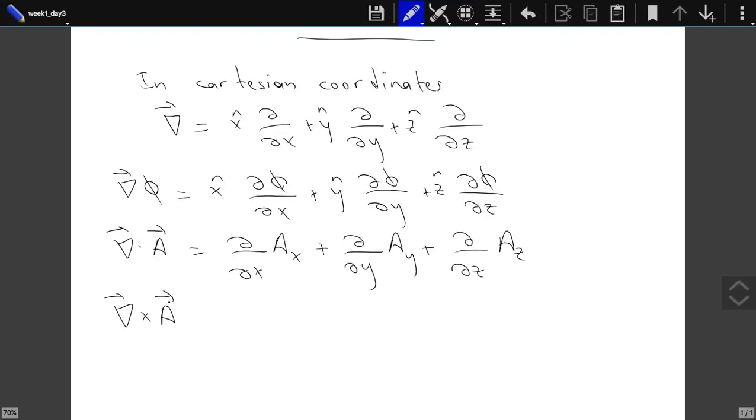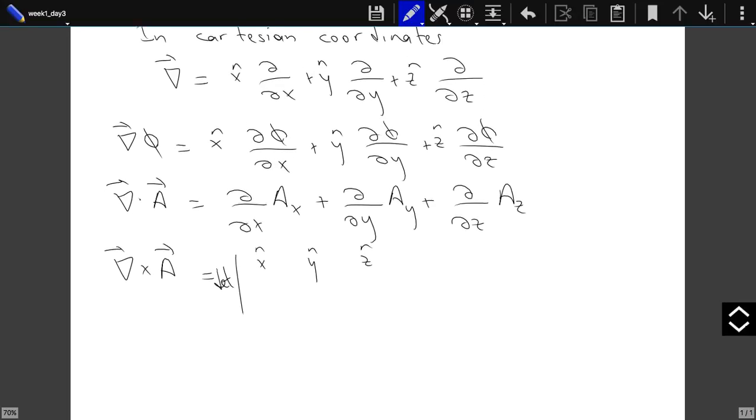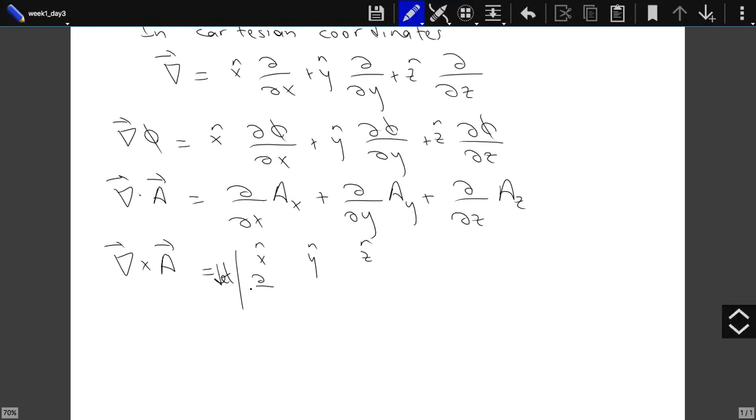And the curl just looks as if that operator is an ordinary vector. You can write it as a determinant: x hat, y hat, z hat, del over del x, del over del y, del over del z, A_x, A_y, A_z. But of course, this is true basically in Cartesian coordinates.